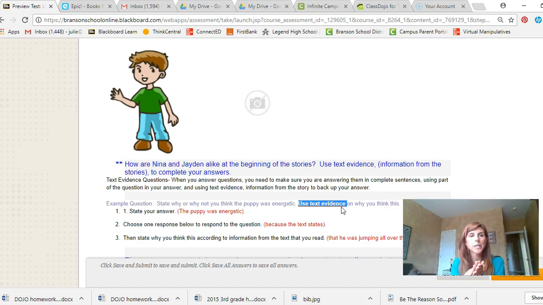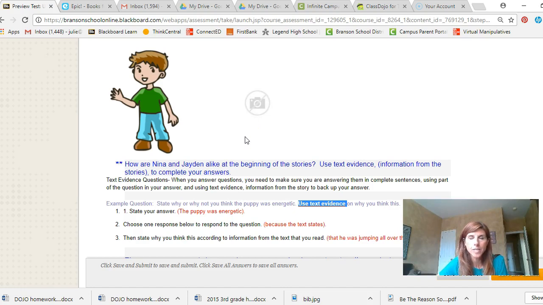So you have to use specific information from the passage. You have to be a detective and look: okay, I read this passage. Now, why do I think this? It's because of this from that passage. So we are going to be focusing on that a lot this year. Finding text evidence supports your answer.